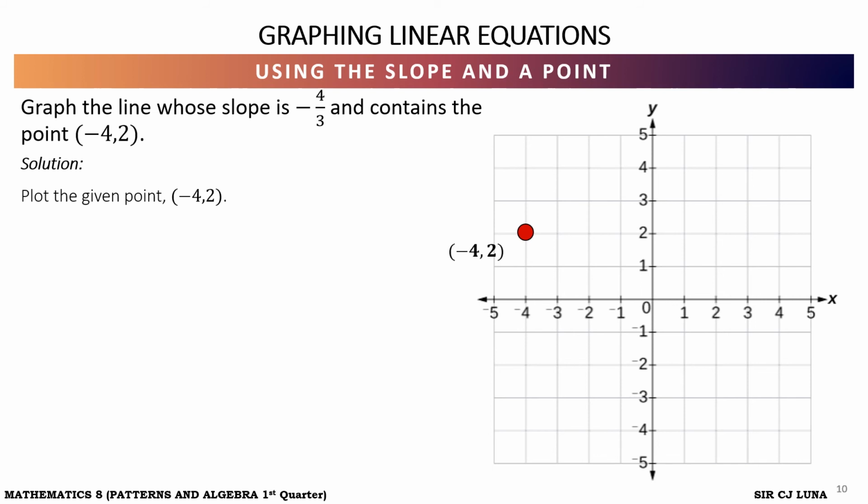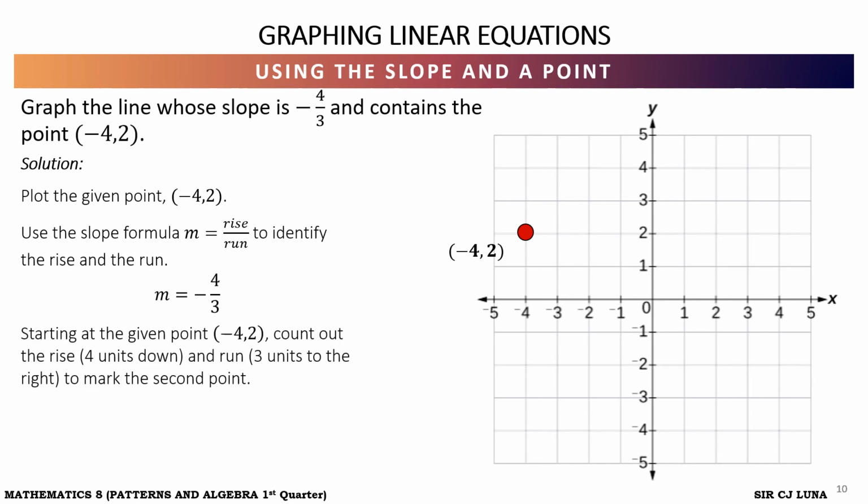(-4, 2). So after mong i-plot yung point, ang gagawin mo ngayon, identify mo yung rise and run. Ano ba yung slope natin? Negative 4 over 3. Okay? So ang rise natin ay negative 4 at ang run natin ay 3. So starting from our given point, (-4, 2), we will count 4 units downward. Kasi negative 4 tayo. Ang slope natin ay negative. So, 4 units downward. So, ayun yun.